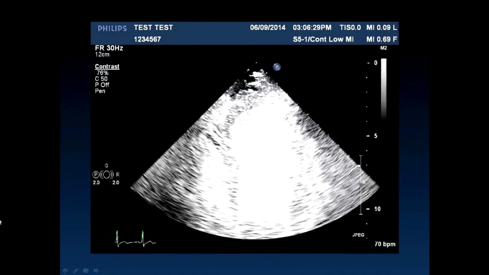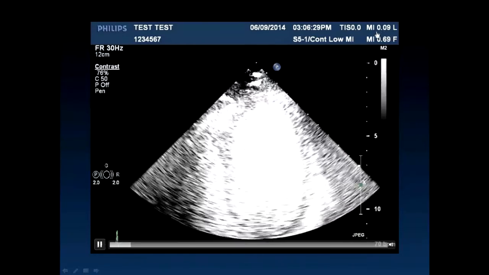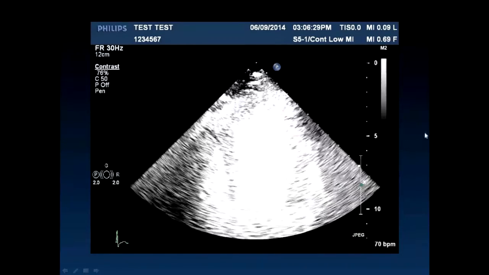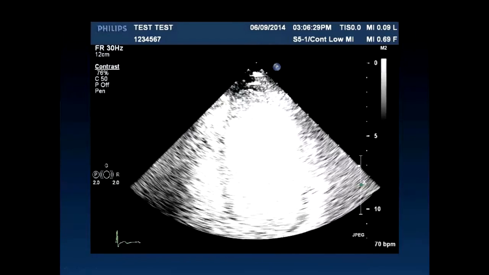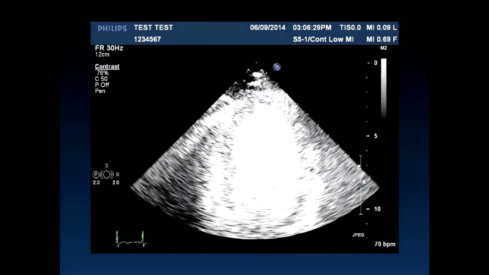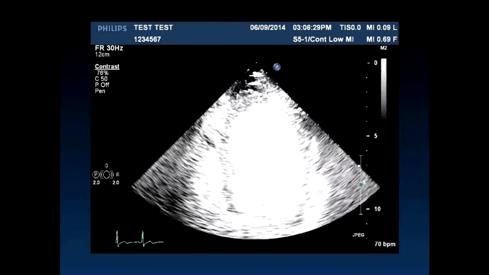Now in this image, the mechanical index, the amount of contrast, all of that looks fine, but the tissue is extremely bright. The gains are too high in this case.